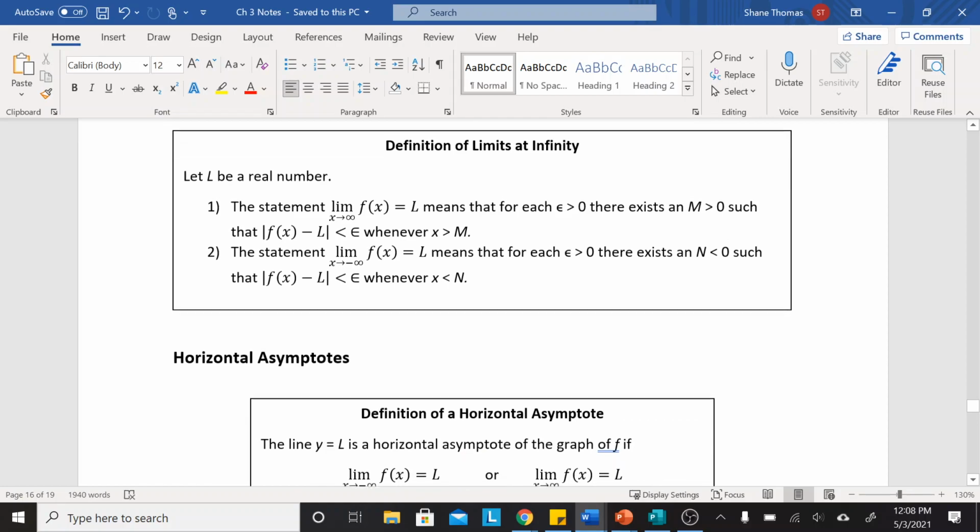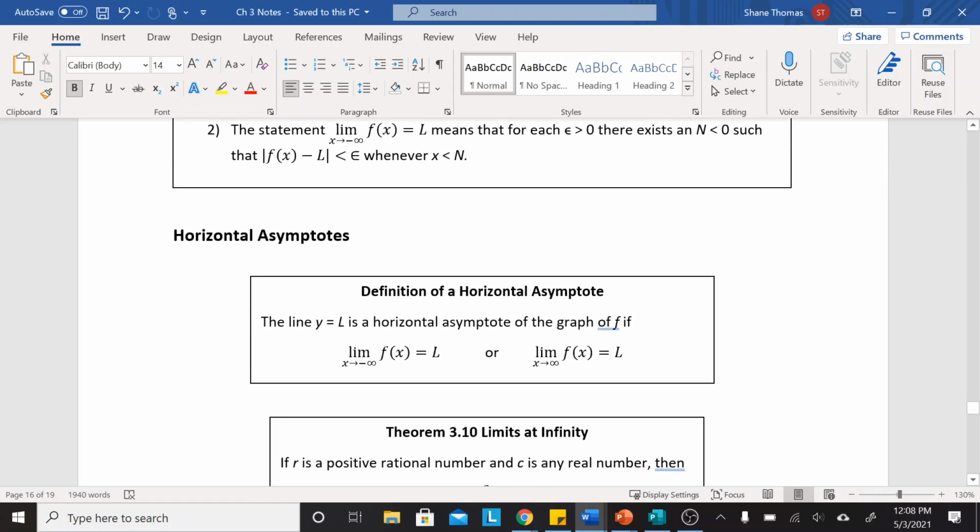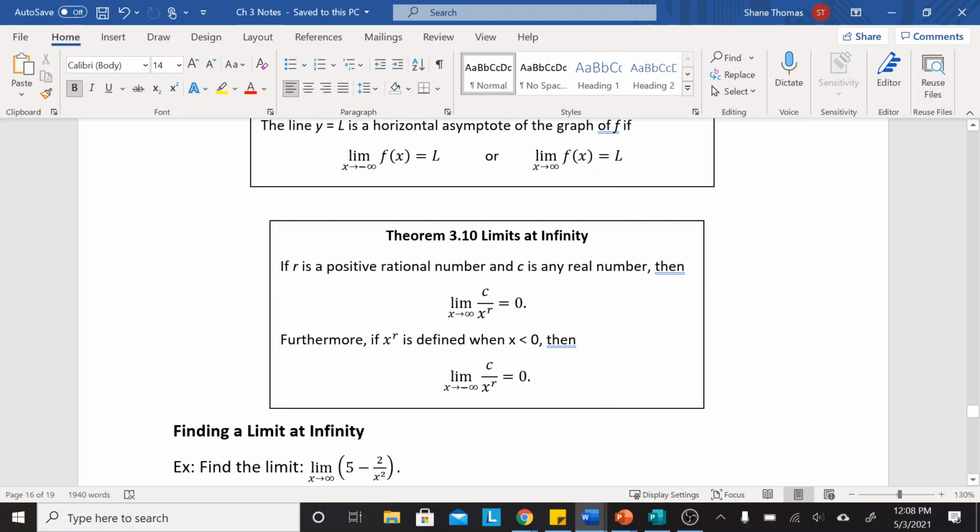All right, and we talked about asymptotes before, especially horizontal asymptotes. A horizontal asymptote is anytime you have a limit from both ends that approaches a certain value. So, for instance, if from the left side and the right side we're both approaching 0, there might be an asymptote there at 0 because you never actually touch it. And then here's another one, talking about a positive rational number, any real number, and then you have that theorem here.